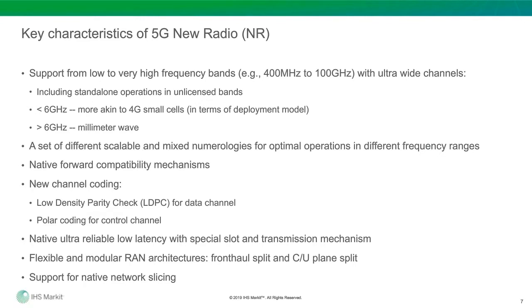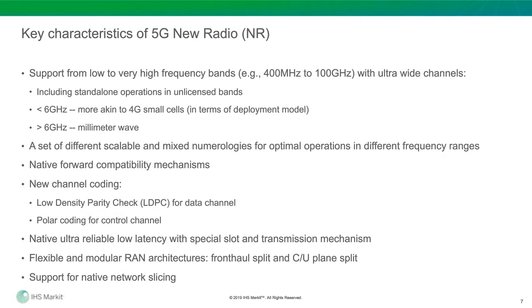So firstly, 5G new radio supports brand new swathes of unused spectrum from very low to very high frequency bands. That's, for example, from 400 megahertz to 100 gigahertz with ultra-wide channels. In existing bands, channels are 5 megahertz up to 20 megahertz wide. Above 6 gigahertz frequencies, channels can be as much as 100 megahertz, and that in turn delivers huge multi-gigabit throughput and very low latency requirements.